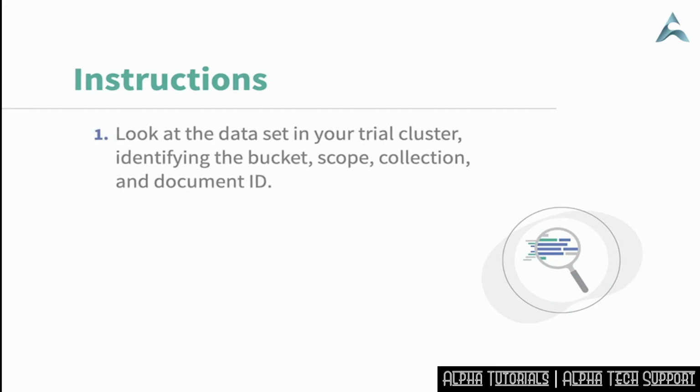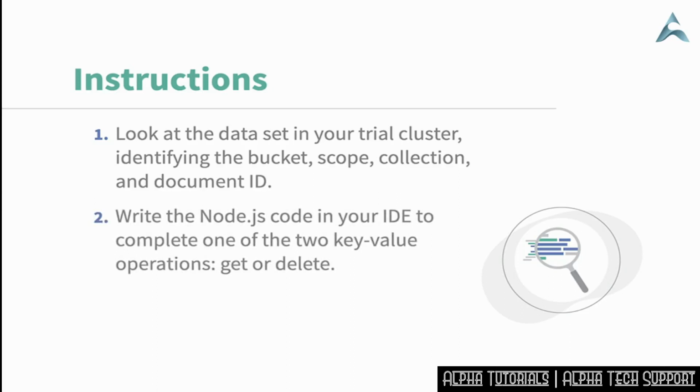Okay, so this challenge asks you to complete each of these steps. First, go to Capella to view your cluster's dataset, making note of the names of the buckets, scopes, collections, and document IDs for the data you'll use. Second, in the IDE of your choice, complete 1 of 2 key value operations, either get or delete. If you really want a challenge, you can do both. Please note the solution to double-check your work will be in Node.js.